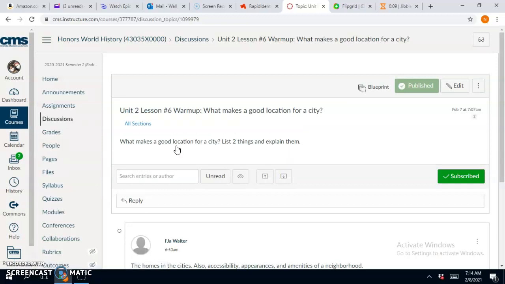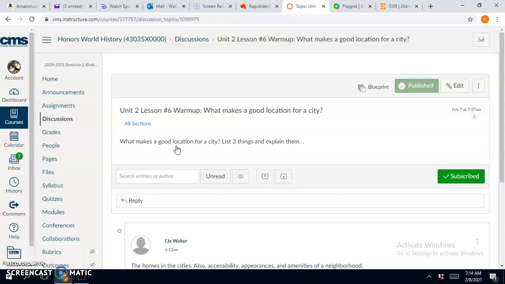This is a simple warm up. What makes a good location for a city? What makes a good location for a city? And then explain them. So what is it that's going to make you move from one area to a new area? My sister moved from Atlanta to Charlotte. And so we have to look at things like why go from one city to another city. Why? What makes it good for her?